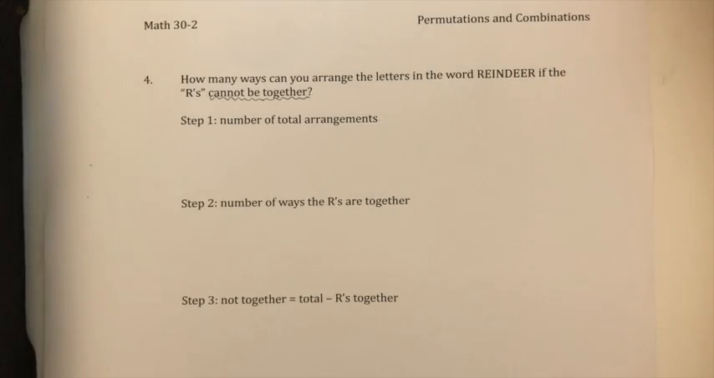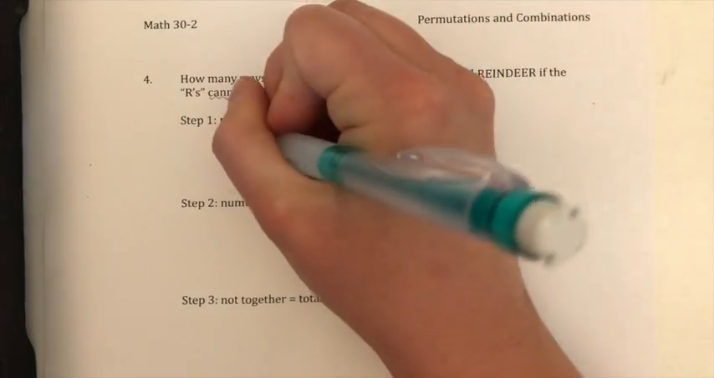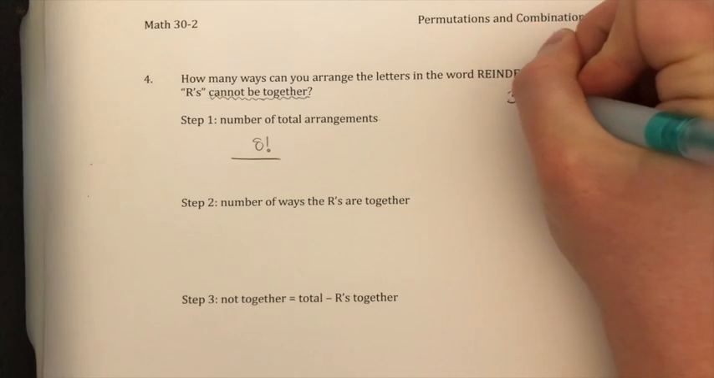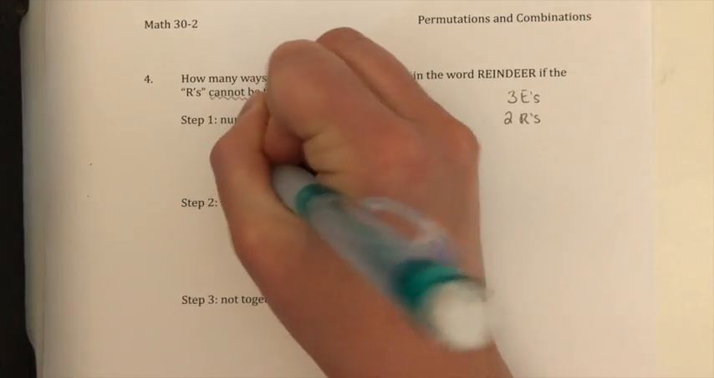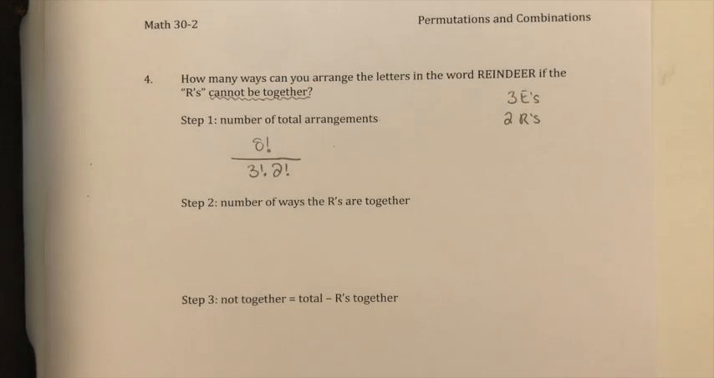So number of total arrangements, we have 1, 2, 3, 4, 5, 6, 7, 8 letters, so 8 factorial, divided by, we've got 3 E's and 2 R's. So we have to divide by 3 factorial, 2 factorial. Okay, so there's our number of total arrangements.